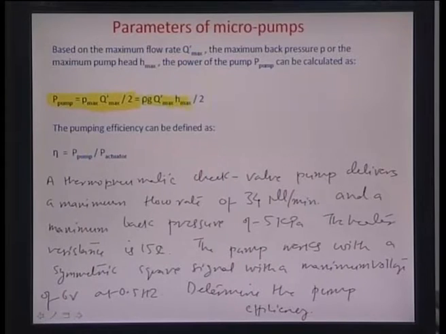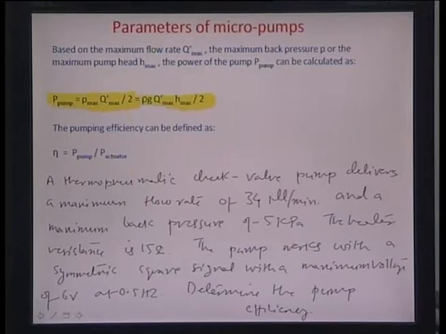So, Q max by 2 effectively is the average flow rate. So, P max into Q dash max by 2 essentially is what makes the power. And we know that the maximum pressure is also represented by this height max into rho into g. So, rho g H max Q dash max by 2 is what the pumping power is.